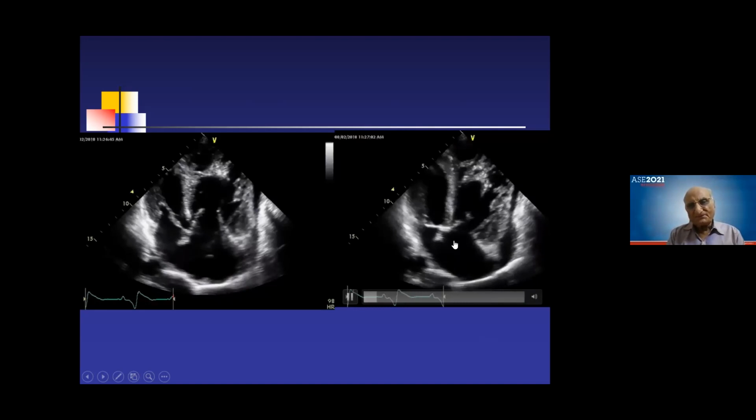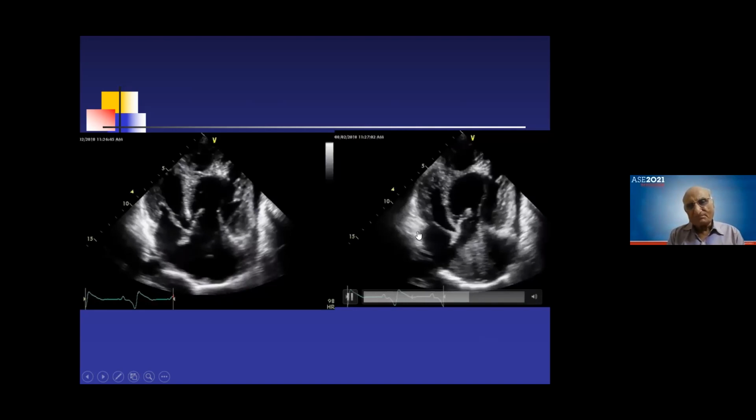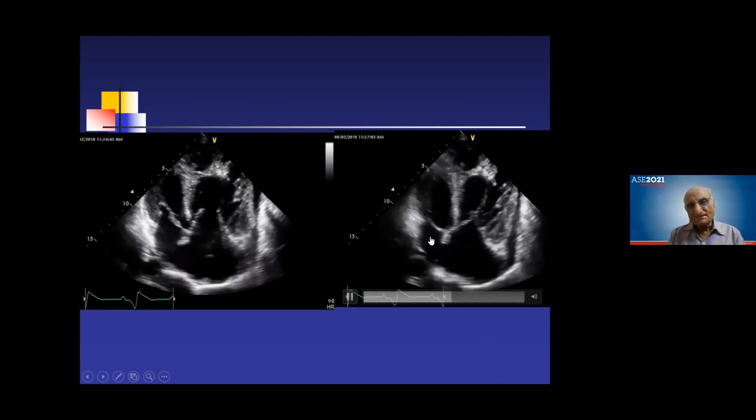Now if the shunt would not have been present, none of the left-sided structures would have been opacified also. So here you see it goes to the right atrium. From the right atrium, you see a part of the left atrium gets opacified, and so that means it is a right to left shunt at the atrial level, because first it goes to the RV, RA, and then it goes to the LA.